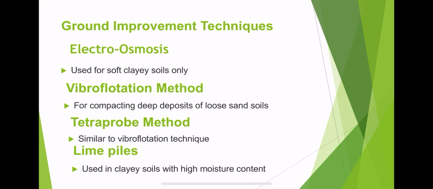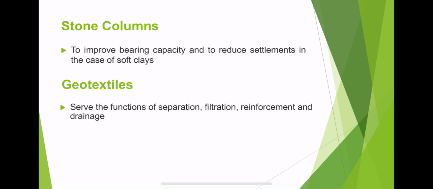Coming to the ground improvement techniques, first one, electroosmosis. This is used for soft clayey soils. Vibroflotation method is used for deep deposits of loose sand soils, and the tetraprobe method is similar to the vibroflotation technique. Lime piles are used in clayey soils with high moisture content, and stone columns are used to improve bearing capacity and to reduce settlement in case of soft clays.